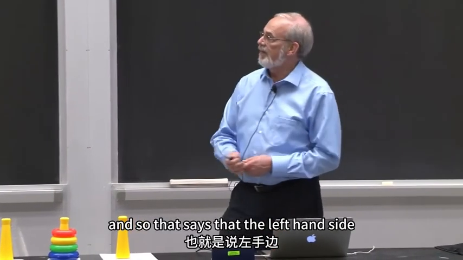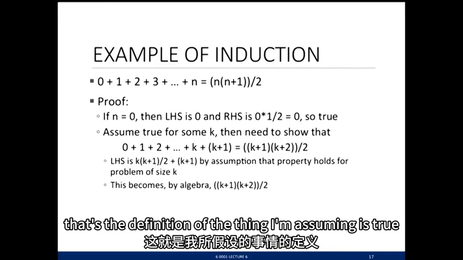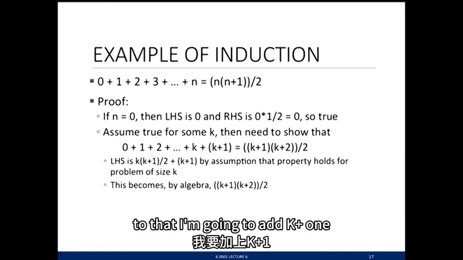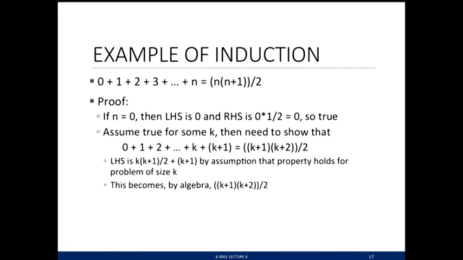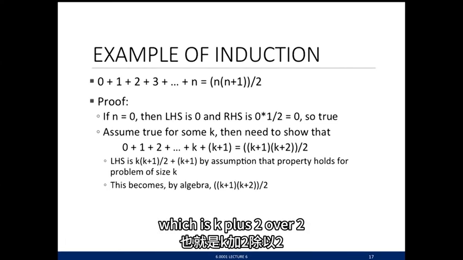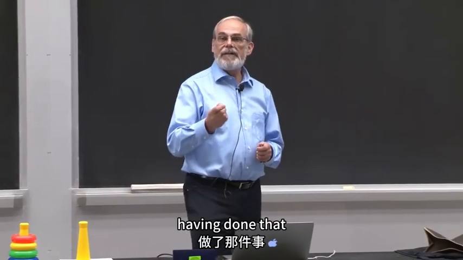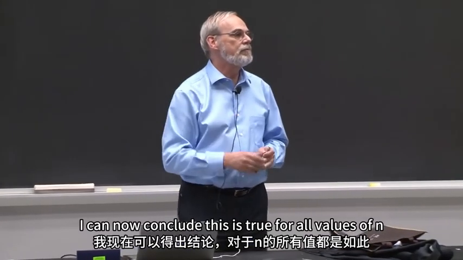And so that says that the first portion of the left-hand side is just k times k plus 1 over 2. That's the definition of the thing I'm assuming is true. To that, I'm going to add k plus 1. Well, you can do the algebra, right? That's k plus 1 all times k over 2 plus 1, which is k plus 2 over 2. Oh, cool. It's exactly that. Having done that, I can now conclude this is true for all values of n.